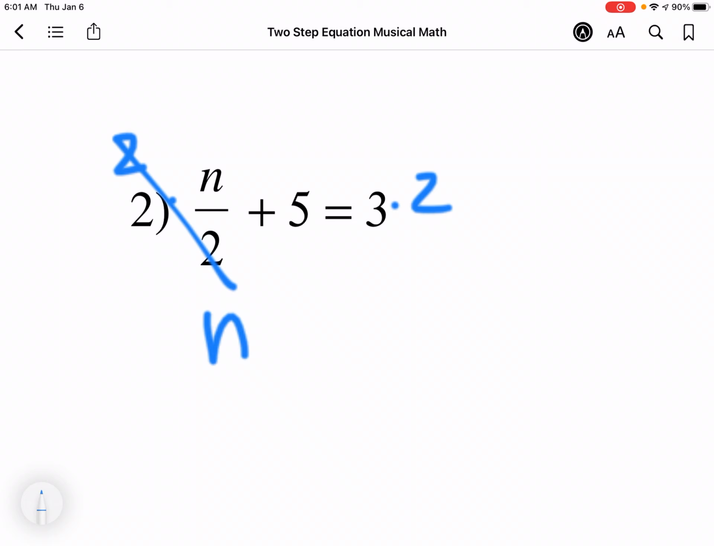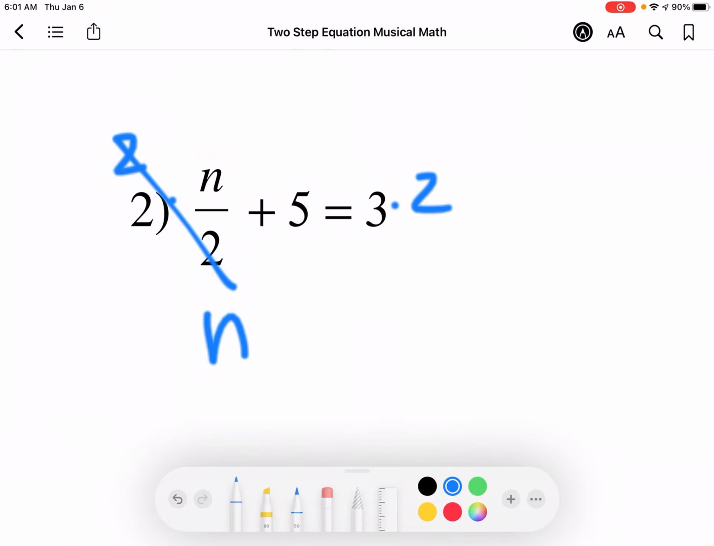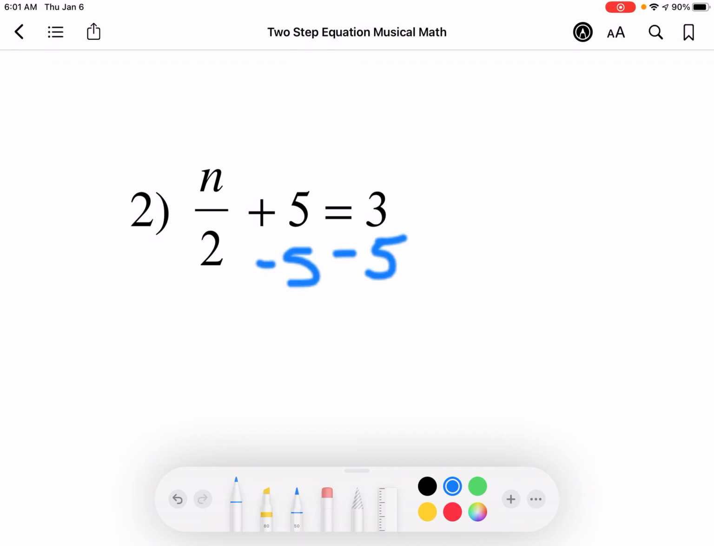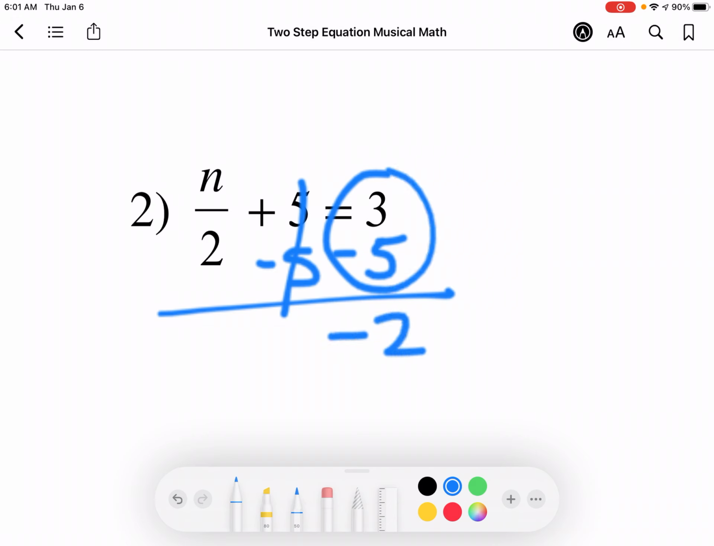Oh, goodness. I did that one wrong. You always want to clear that constant first. Signs are different, so I have to subtract. Take the sign of the larger absolute value.